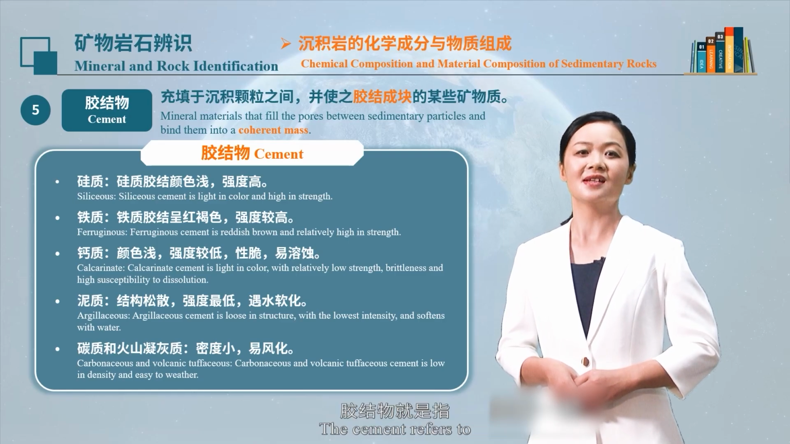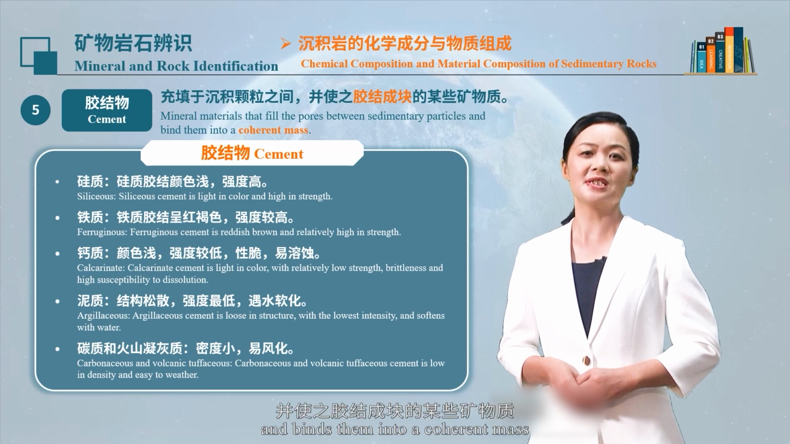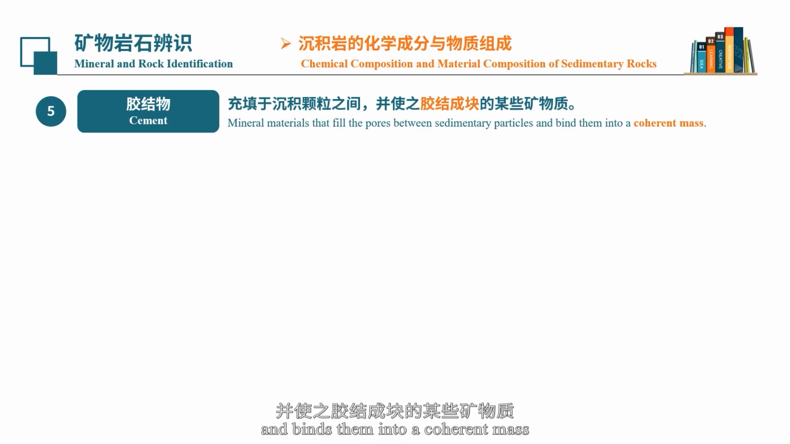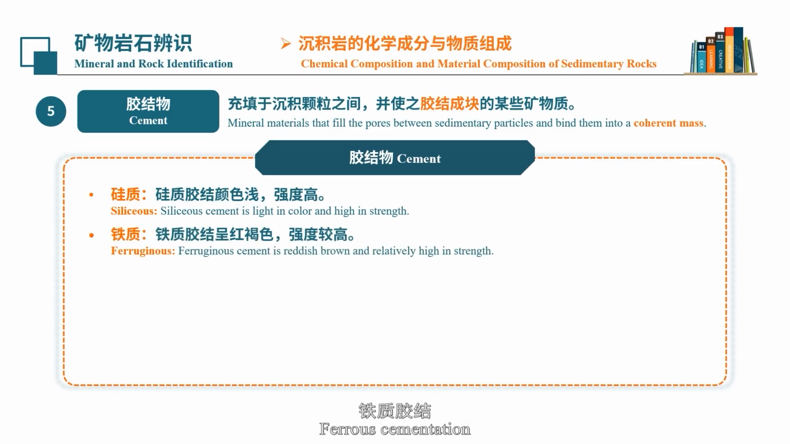The cement refers to the mineral material that fills the pores between sedimentary particles and binds them into a coherent mass. Common cements include siliceous cementation. Silica cementation is light in color and high in strength. Ferrous cementation. The iron cementation is reddish-brown with higher strength.